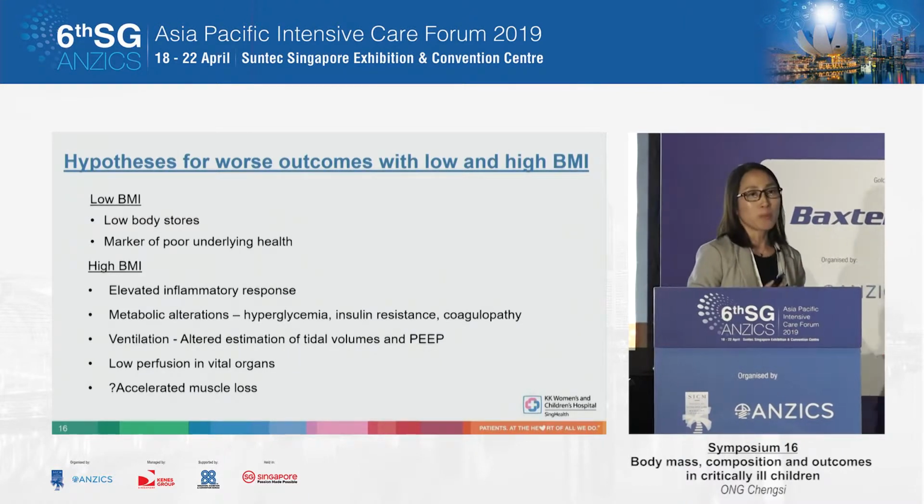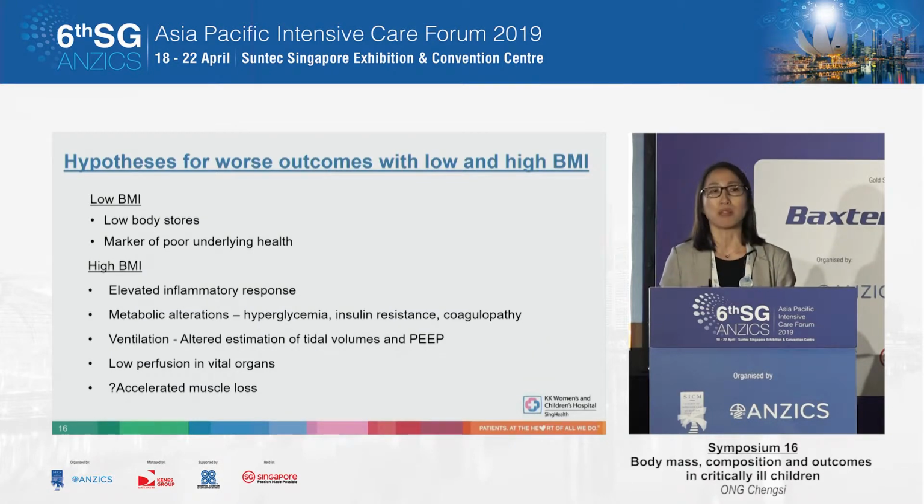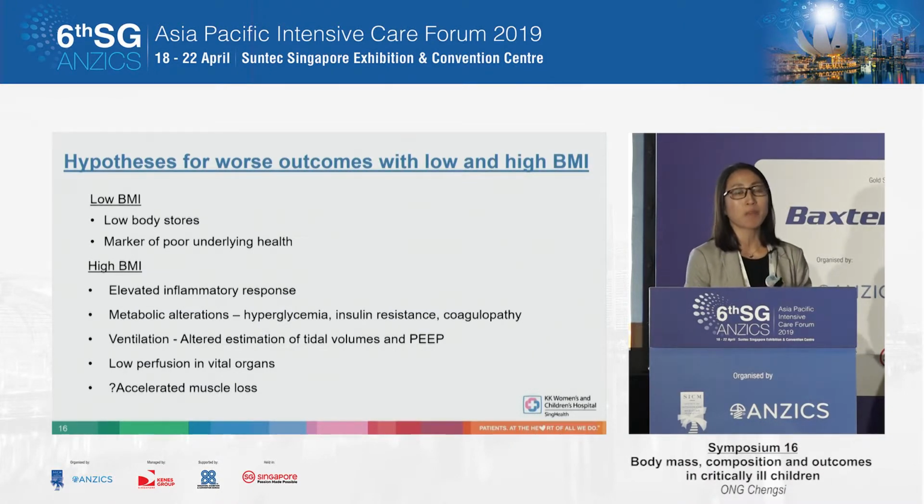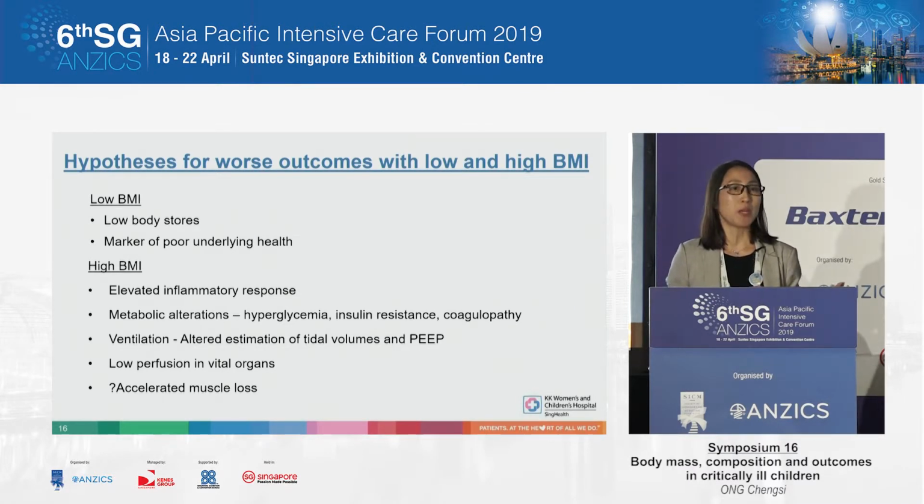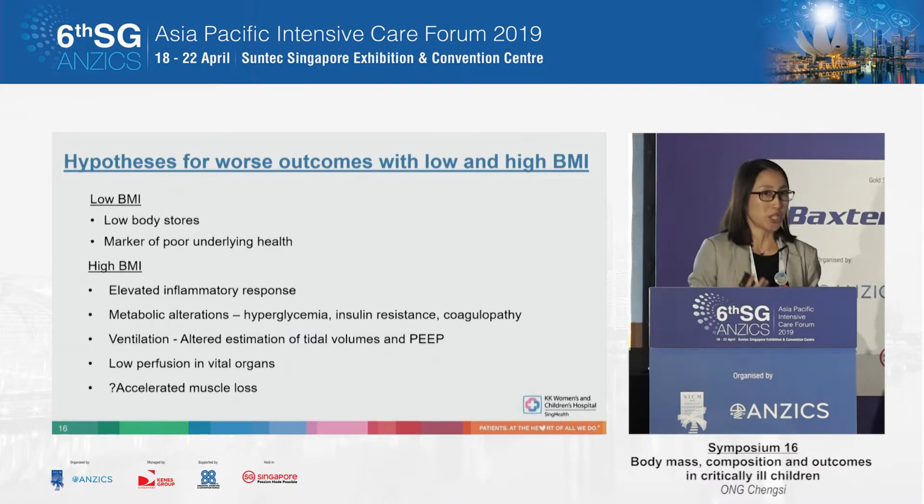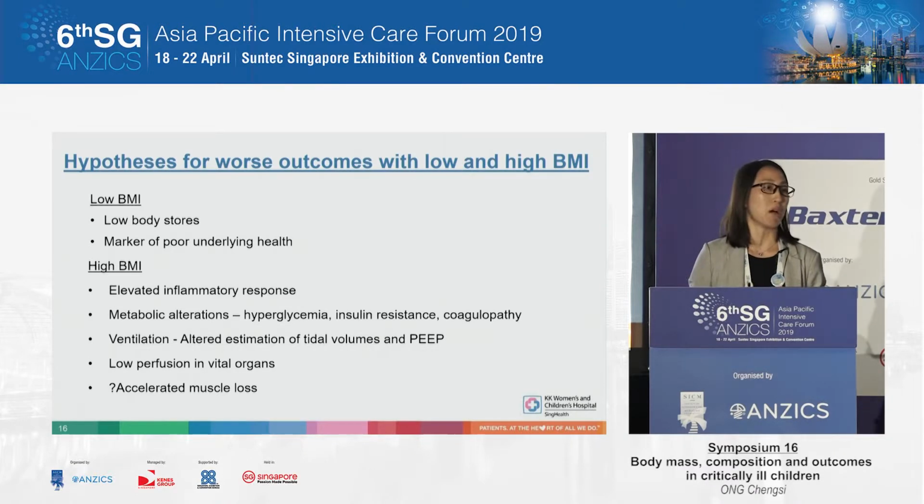In those who are overweight and obese, we tend to see a bit more of metabolic alterations at the same time. They are at greater risk of insulin resistance, or they have hyperglycemia. In ventilation too, when you have somebody with higher BMI, it might be a bit more difficult to estimate ventilation requirements, especially things like tidal volume and PEEP and adjusting like that. There might be lower perfusion to the vital organs, but I think what has drawn me to this topic is possibly what kind of muscle changes occur in these children, because they are of higher BMI, they have accelerated muscle loss.